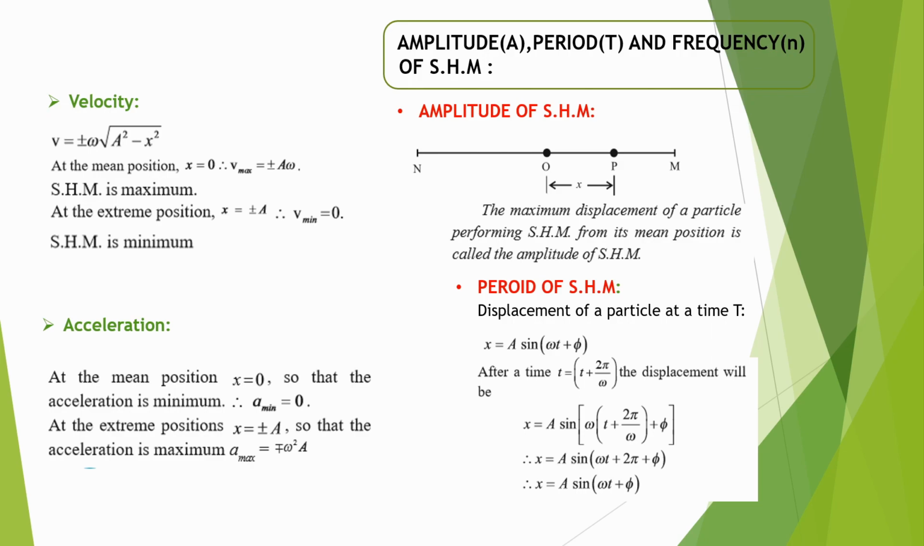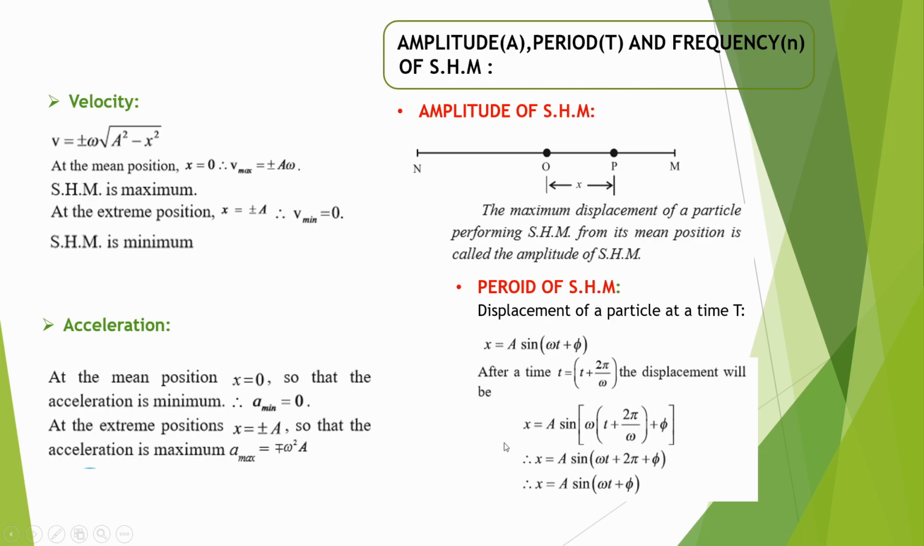So we know the displacement of the particle at time t. So what is the formula for displacement? x equal to a sin(omega t plus phi). We can take the time after t, that is T is equal to 2 pi by omega. Then let us find out the displacement. So x equal to a sin omega, and substituting t equal to t plus 2 pi by omega, plus phi. Okay, and after solving we get x equal to a sin(omega t plus 2 pi plus phi).